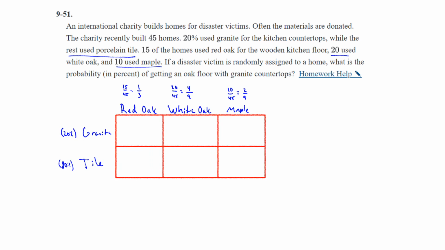So now to figure out which ones, we need to multiply those two together. Since we have fractions and percents, let's go ahead and change 20% to 20 out of 100, which reduces to 1/5, and 80 out of 100, which will reduce to 4/5. And then let's just multiply. So we're looking for randomly selected of an oak floor with a granite countertop. So oak floor, so it could be red or white oak, and the granite countertop. So we're looking really at those two rectangles only. So 1/3 times 1/5, that's 1/15. And then 4/9 times 1/5 is 4/45.